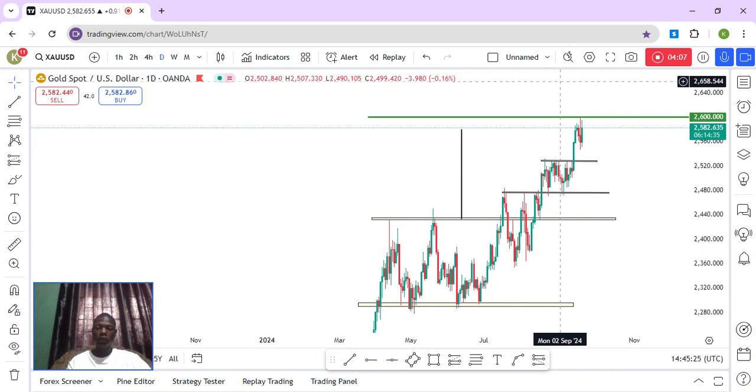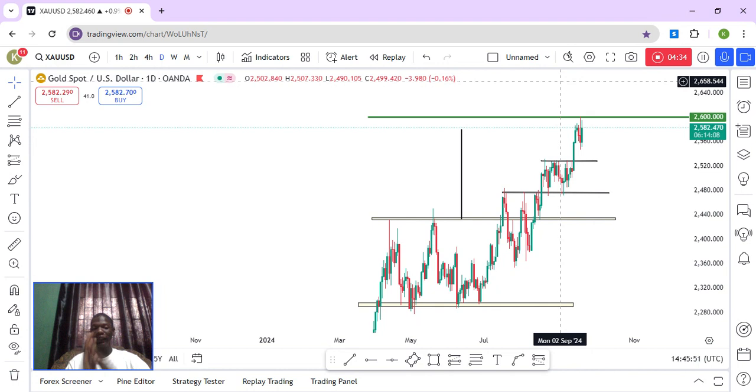Whenever we see a pullback, we are going to enter, because if a market touches a resistance or support level and is going to change, it will at least give a reversal pattern. In this case, there is no reversal pattern yet. So any pullback that we find, we are going to enter, and we'll ride all the way to the upside again. If it breaks the high, then you have another high.